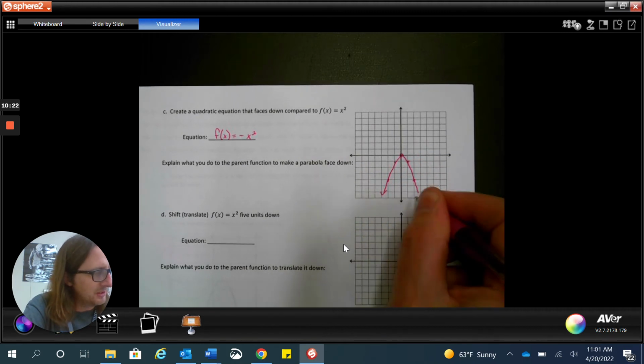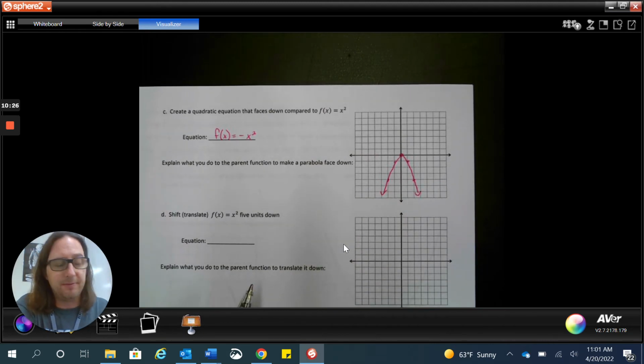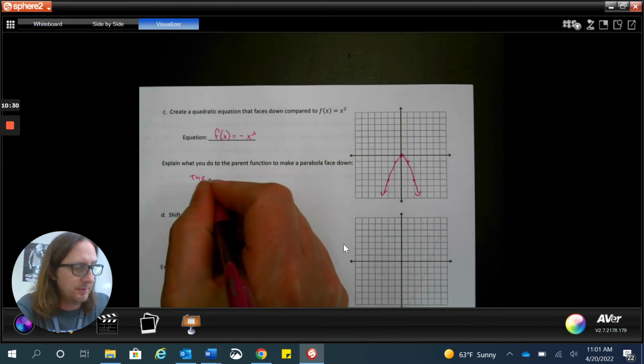So what do we need to do to the parent function to make it face down? The coefficient of x squared has to be negative.